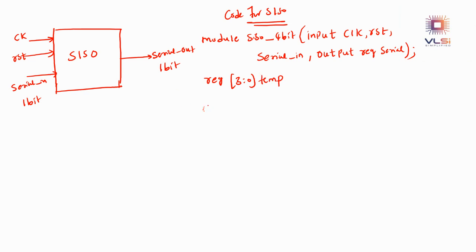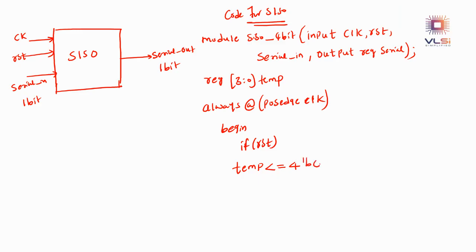Okay, so always @(posedge clock). When the positive edge of clock is occurring, this is a predefined word, posedge clock, begin. So if reset, that means if reset equal to 1, temp is initialized to, so here you're going to use non-blocking operators in sequential circuits, 4'b0000, 4 zeros.